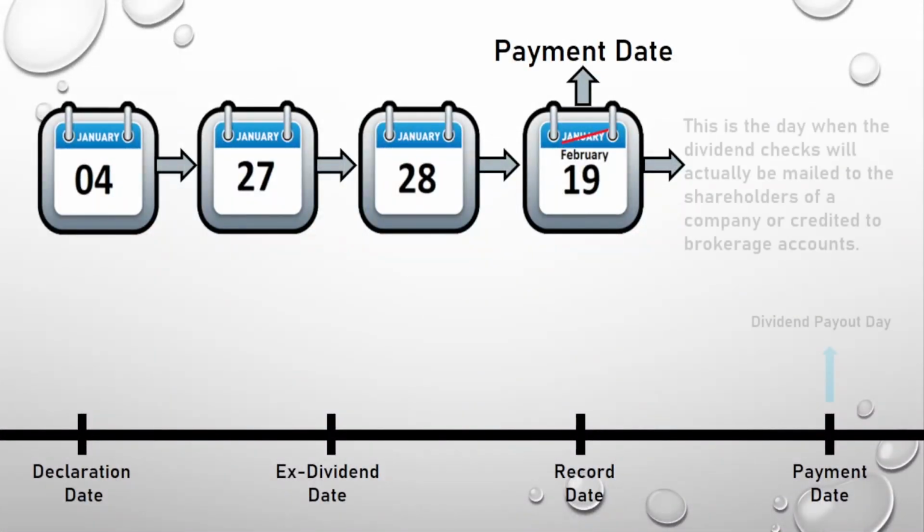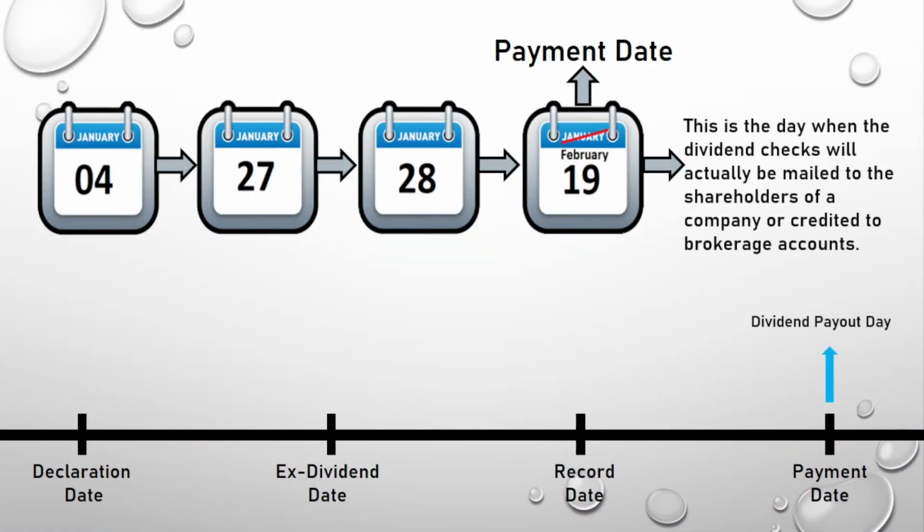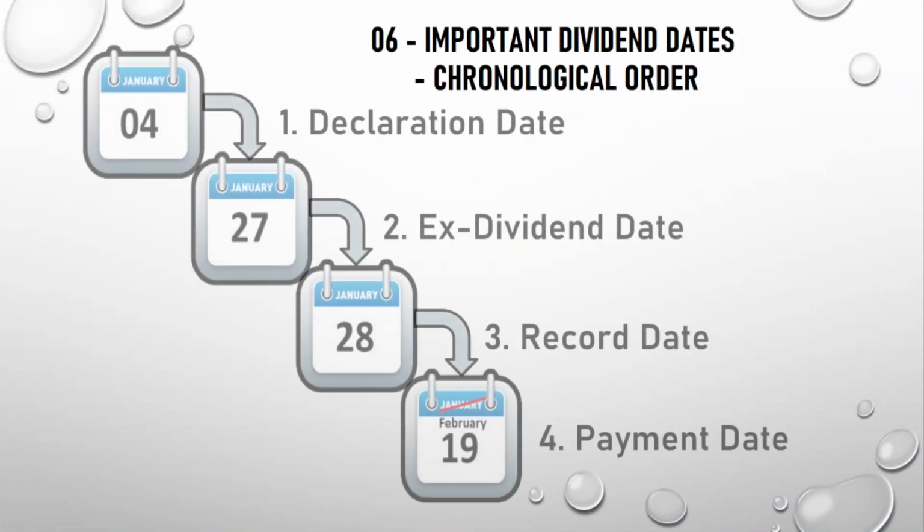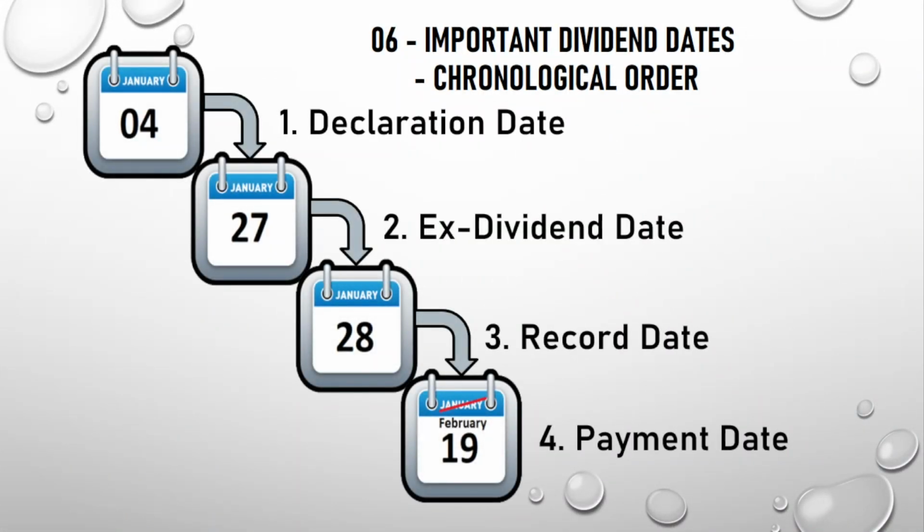Payment date. The payment date, also known as the payable date, is the day when the dividend check will actually be mailed to the shareholder of a company or credited to the brokerage account. This date may be several days after the date of record so that the company can accurately confirm the payout to the shareholders of record. Once again, see the chronological order of the important dividend dates.